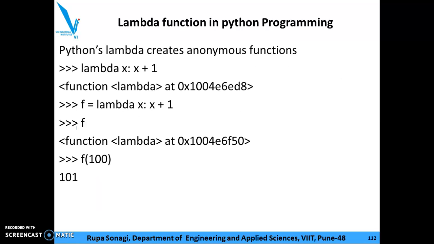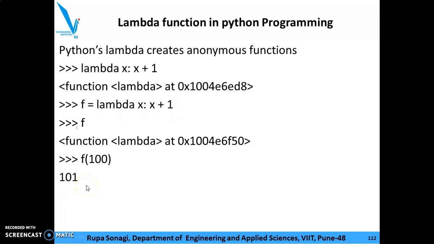So let us see this with the help of some examples. Lambda creates anonymous functions. When I write lambda x colon x plus 1 in the Python prompt, it creates a lambda function. You can assign this function to a variable like f, and when you pass 100 as the parameter, x becomes 100, 100 plus 1, 101.